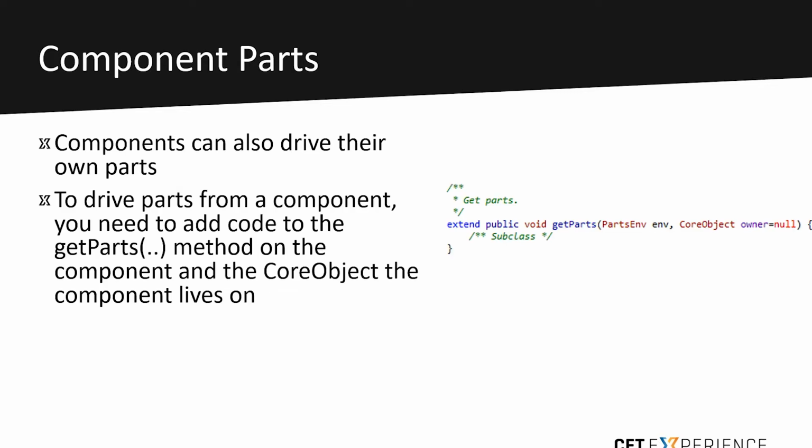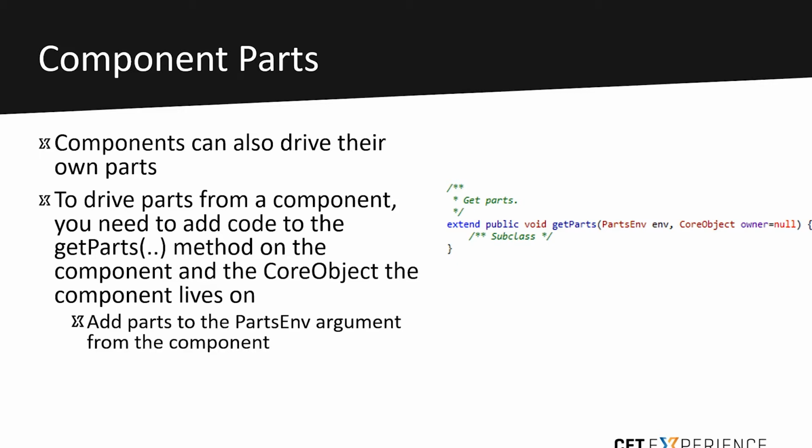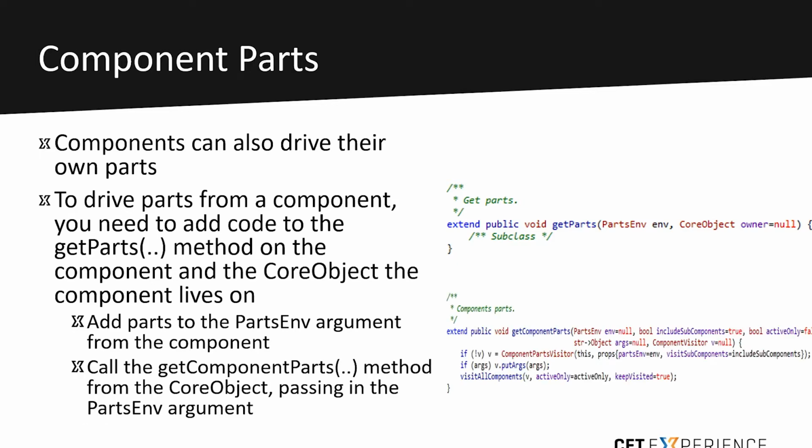So to drive parts from a component, you simply need to add code to the getParts method on the component and on the core object the component lives on. So from the getParts method in the component class, you just need to add parts to the parts environment argument that gets passed in through the argument. And then you need to call the getComponentParts method from the core object and pass in the parts environment into that method.